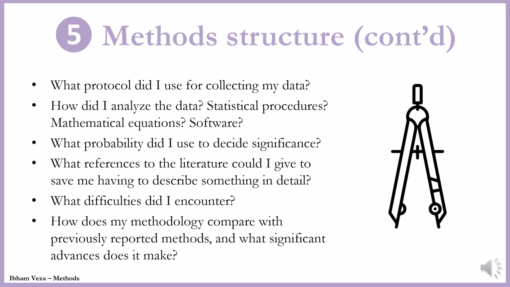5. Final checklist for a complete methods section. To finish your methods section strong, cover these final key points. What protocol did you follow to collect your data? How did you analyze the data? Mention any statistical methods, equations, or software you used. What probability levels or significance thresholds did you apply?